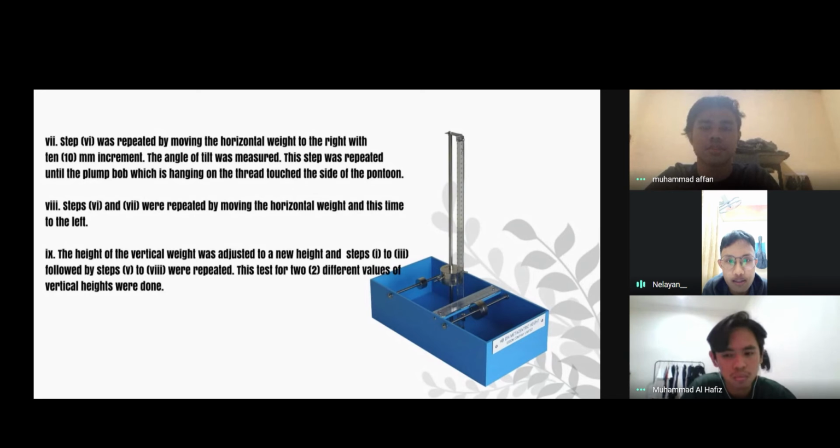Then steps number 6 and 7 were repeated by moving the horizontal weight, and this time to the left. Lastly, the head of the vertical weight was adjusted to a new head, and step 1 to 3 followed by step 5 to 8 were repeated. This test for 2 different values of vertical heads were done.